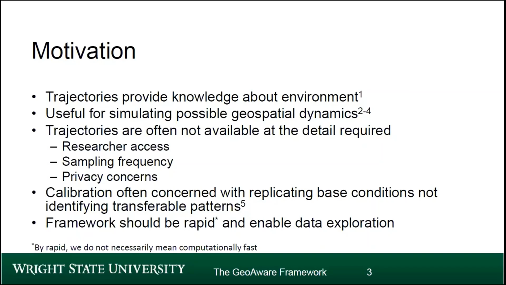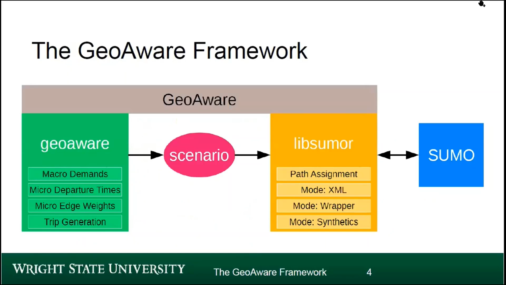So a solution to this is to create synthetic trajectories. But unfortunately, if those trajectories aren't calibrated, they often won't be useful for a study. And so what we want to do is take information that we see from the trajectories and build synthetics that are better calibrated. So to do this, we present a GeoAware framework. And of course, in the upcoming poster breakout session, I'll go into more detail on this if anyone's interested.